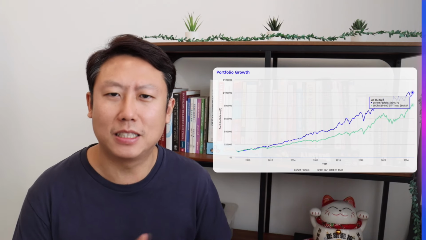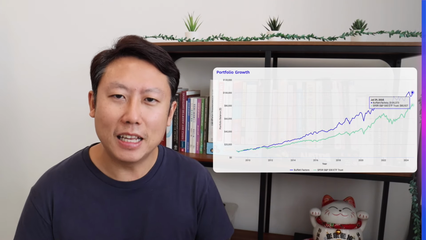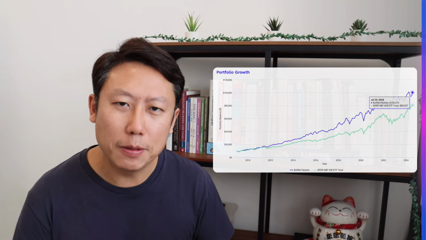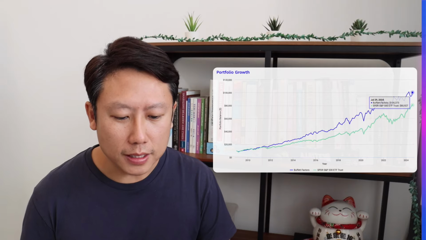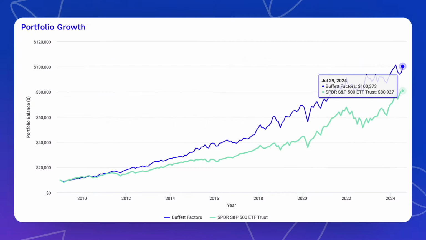Okay, so that's not the way that we're supposed to do it. But again, due to the limitation of data availability, this is the next best thing I'm going to do. So this portfolio was tested against the S&P 500 from the period of 2009 to 2024. An investment of $10,000 would have grown to $100,373. Okay, so that's the exact number. And for the S&P 500 ETF, it would have grown that $10,000 to $80,927. Okay, so those are the differences.